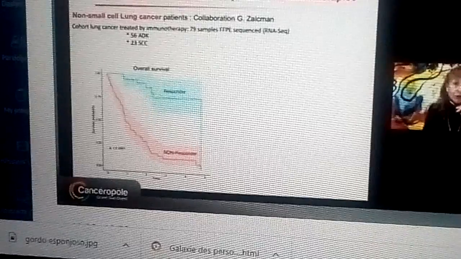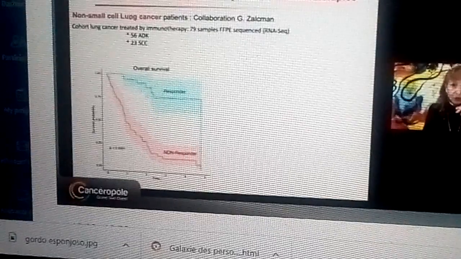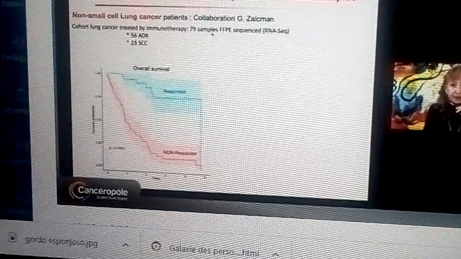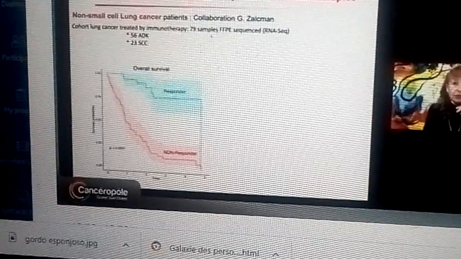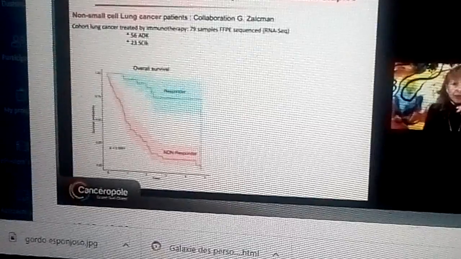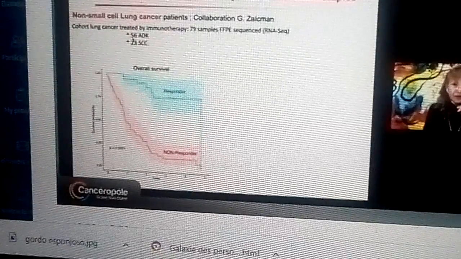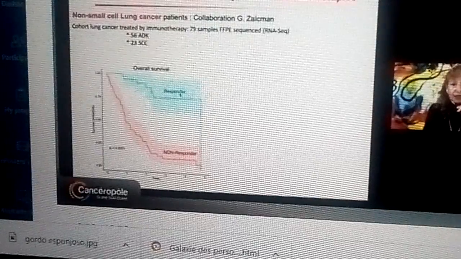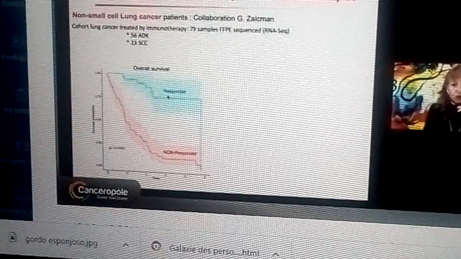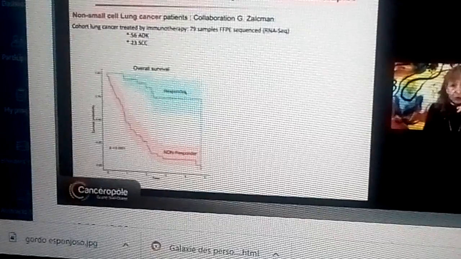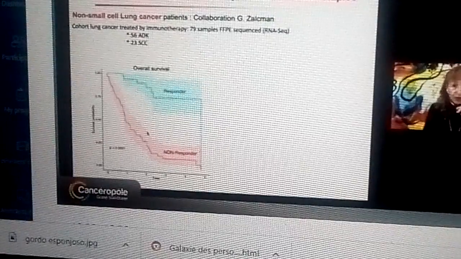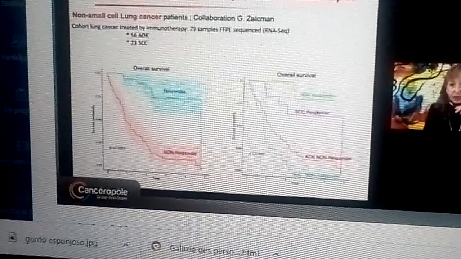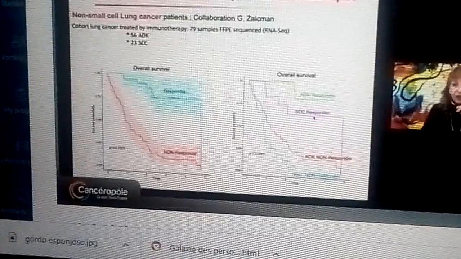Hospital, a cohort of non-small cell lung cancer treated by immunotherapy, and we had access to 79 samples embedded in paraffin, and we extracted RNA from 56 adenocarcinomas and 23 squamous cell carcinomas. You can clearly see that, in these patients who have been able to respond to immunotherapy, of course, the responders survive better than the non-responders, and this is more or less the same whatever the subtype of non-small cell lung cancer that we had access to.